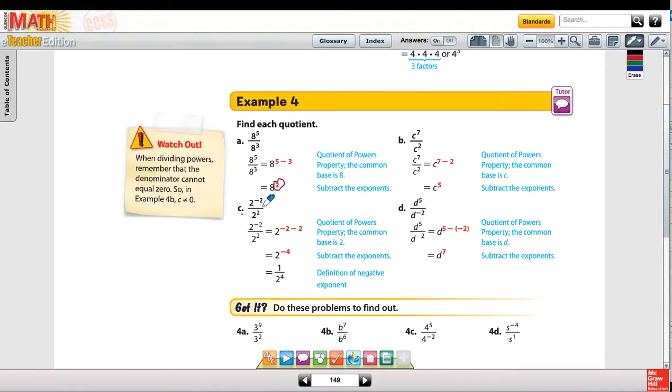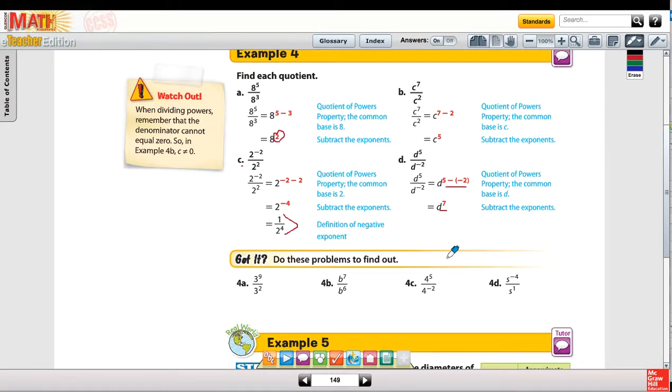And C, 2 to the negative 2 over 2 squared. Well, negative 2 minus 2 is 2 to the negative 4th, and we can write 2 to the negative fourth as 1 over 2 to the positive fourth. And finally, letter D, d to the fifth over d to the negative 2, 5 minus a negative 2 is d to the seventh. Go ahead and try 4a through 4d on your note sheet by pressing pause and seeing how far you can get, and then press play to look at the answers.